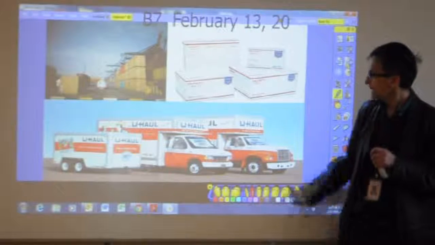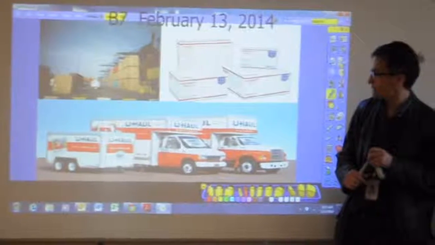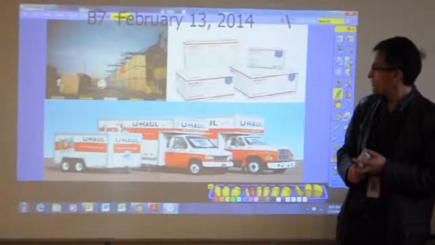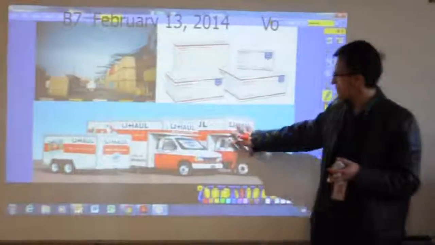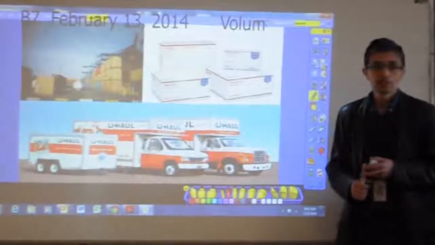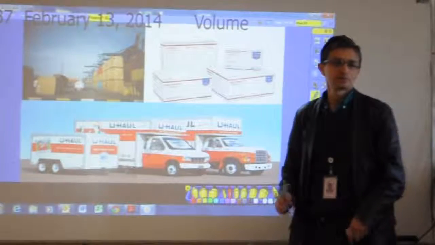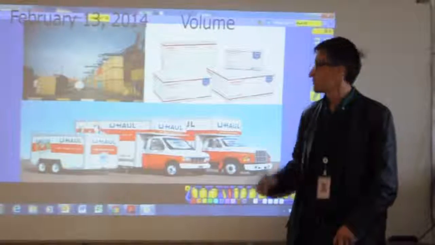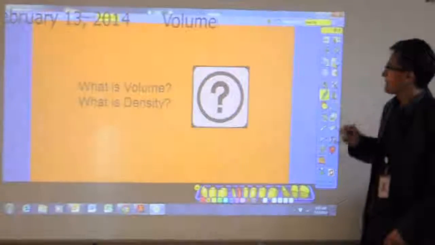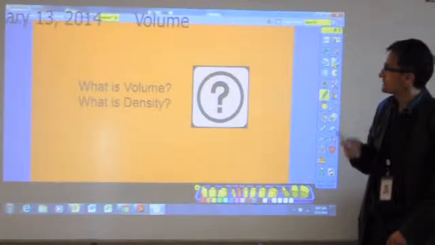Another time you need to know about volume is when you're moving from one home to another. You have to rent a truck, and there is a big difference in prices. You can't just say, I'm going to rent the big one, because it's a lot more expensive, and you should know. But what is volume? And Evan says another word, density.